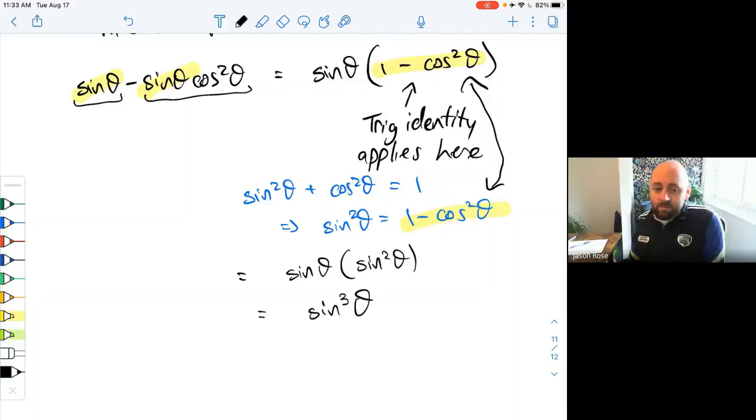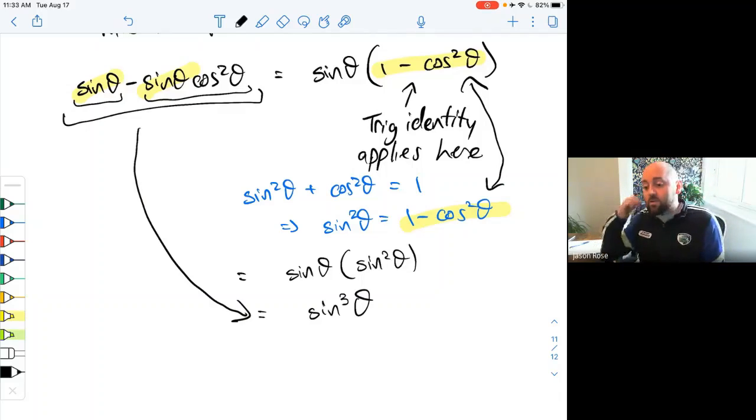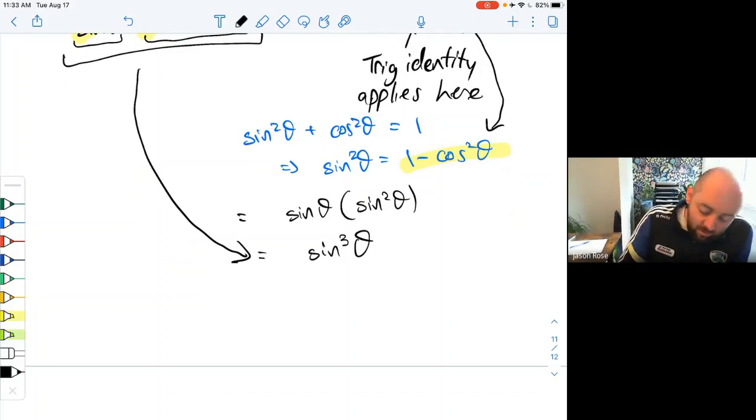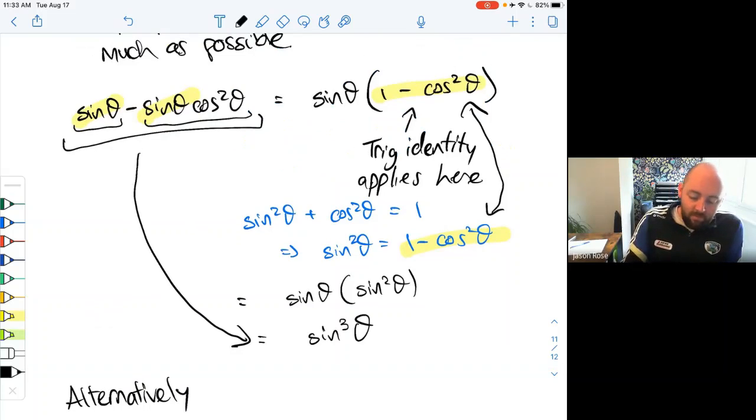So that's definitely a more simplified version. We started off with sine theta minus sine theta cosine squared theta, and we just ended up with simply sine cubed theta. That's the kind of thing we're doing here when we're simplifying trig expressions. We're looking at ways we can maybe factor. We're looking at ways a trig identity might apply. Another approach that I might have taken, well, it's kind of the same thing, it's just changing the order, right? So alternatively, the first thought for this was factor.